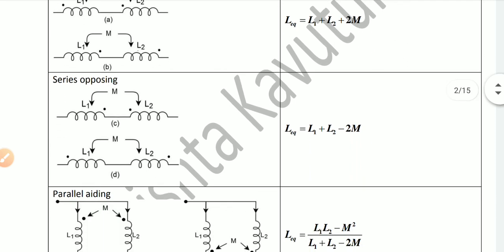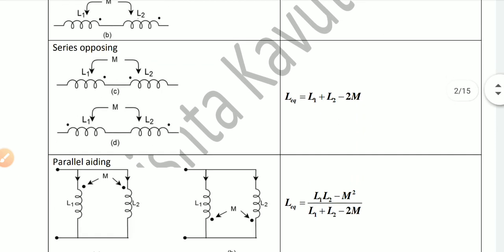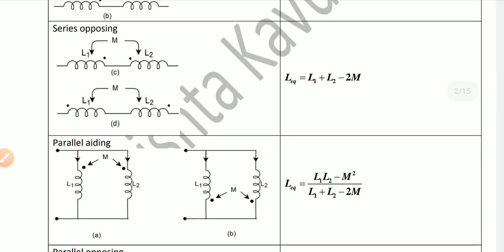Similarly, series opposing case, for coil 1, the dot is placed at the current leaving position, whereas for coil 2, the dot is placed at the current starting position, and vice versa, the figures are showing C and D. So, this case is called series opposing. In such a case, the mutual inductance is opposing, so a negative sign. Therefore, the equivalent inductance is L equivalent is equal to L1 plus L2 minus 2M.